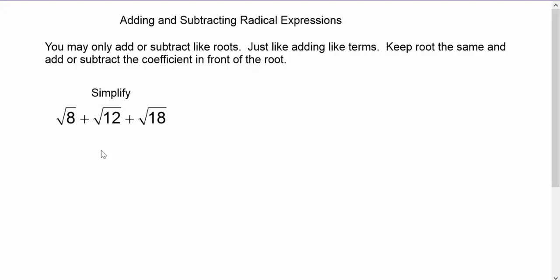Now that we've simplified radicals, we will add and subtract them today. So general rule, you can only add or subtract like roots. And it's just like it says on the slide, just like adding like terms. So keep the root, add the coefficients out in front, and you're all good.